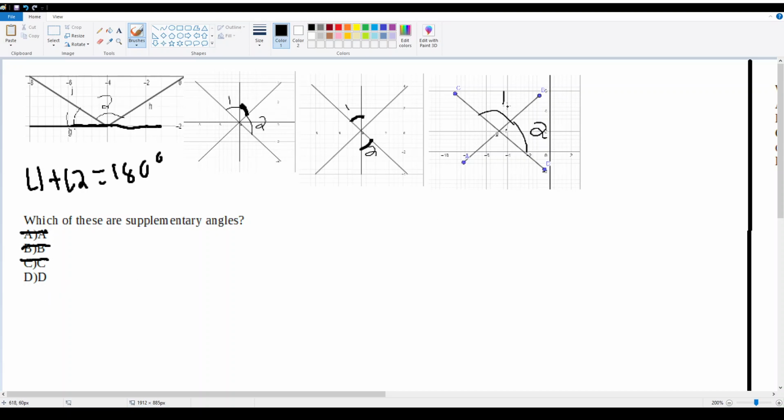So D must be the answer, and you can tell that with my very bad drawing that those are on a line to 180. So D is the correct answer.